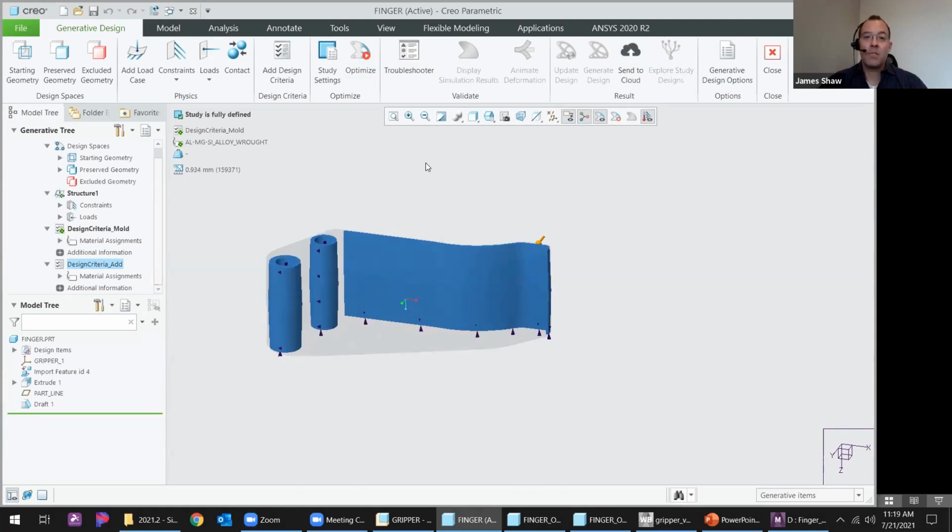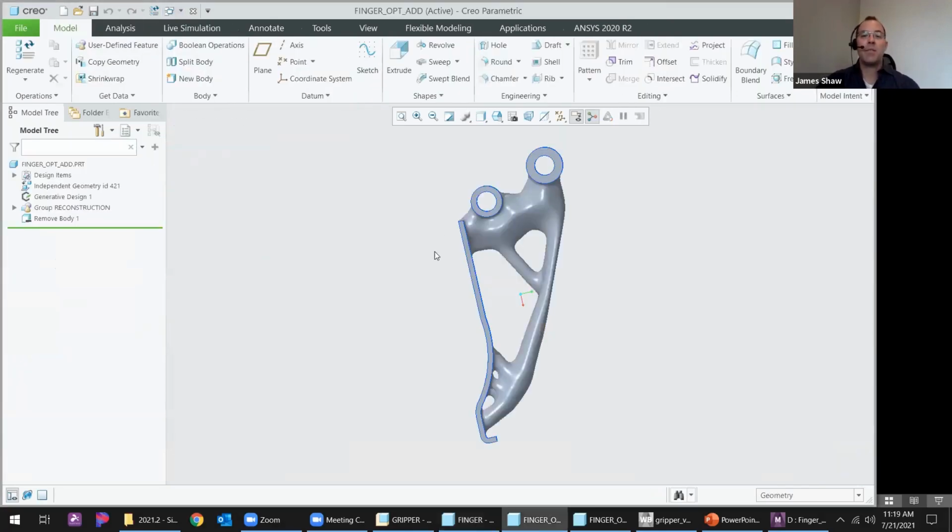Obviously, part of topology optimization is to find dozens of different designs, so we might queue up dozens of different criteria and send them to the cloud. I do have the solution already loaded, just for the sake of time here. So let's take a peek at the additive solution.